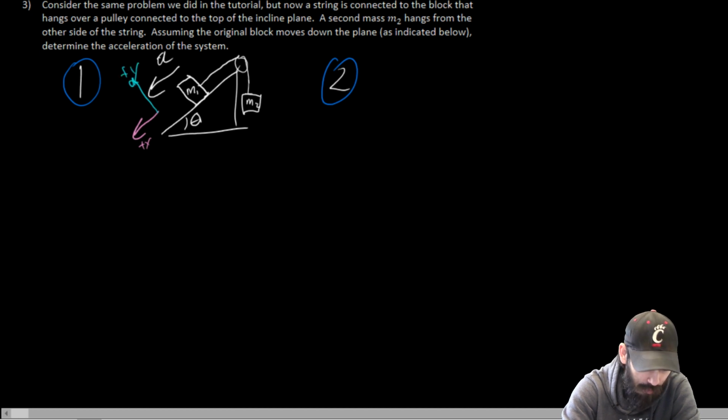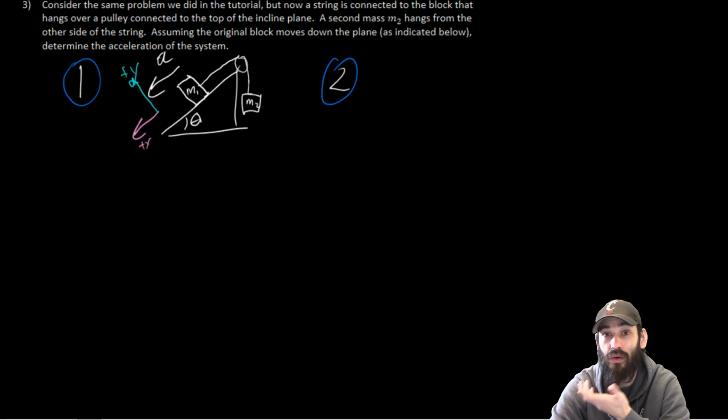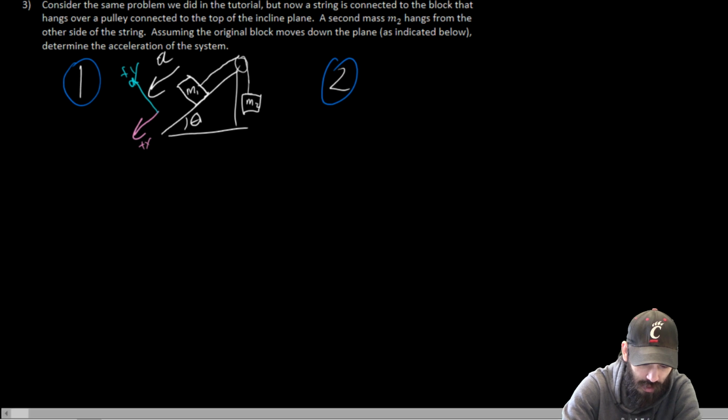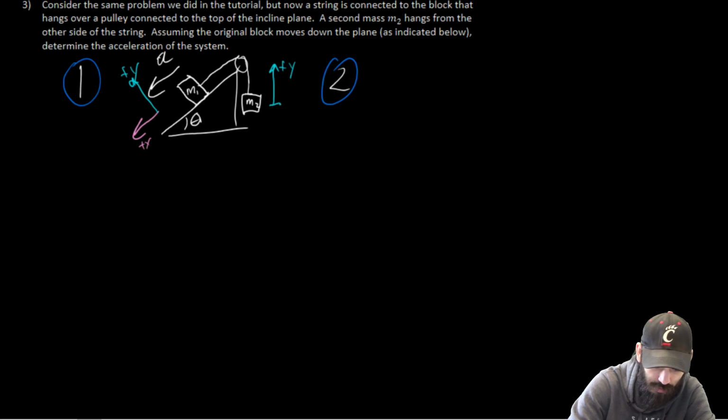This is the way I'm going to define my y direction for this first block. And for the second block, I'm just going to have a y direction that doesn't move at all in the x direction. And again, I want to define this in such a way that the plus direction is going to be the direction that it's going to move. Okay, next thing we can do is draw a free body diagram for each one of these objects.